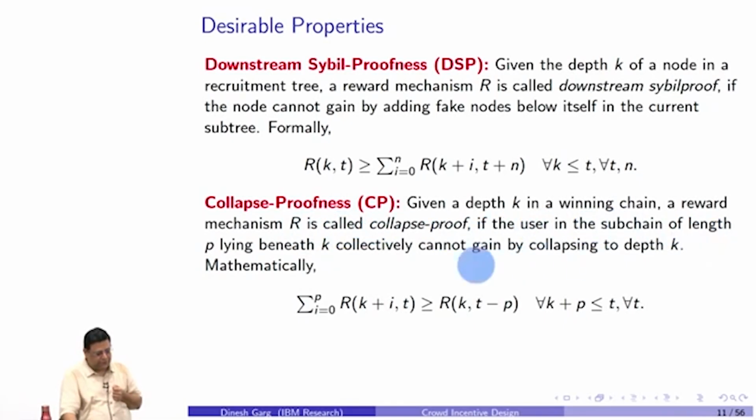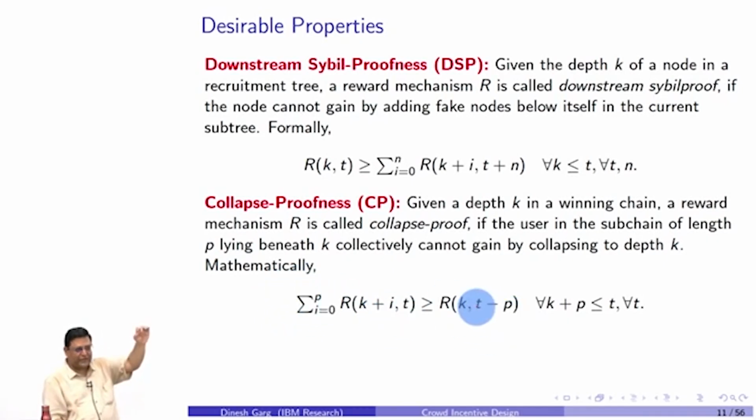if the users in the subchain of length P lying beneath K collectively cannot gain by collapsing to depth K. So what it essentially means, if I look at the node at the kth position, the P nodes below it, all of these guys are ganging up together and collapsing themselves into a single node. If they do that, then the length of the reduced chain will be T minus P, because the P nodes have collapsed. Original length was T and originally their total reward was this. Now their total reward will be the reward of the single node where they have collapsed. So this should be less than this, then this is called collapse proofness, okay?